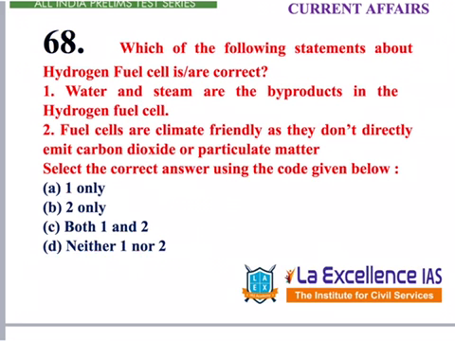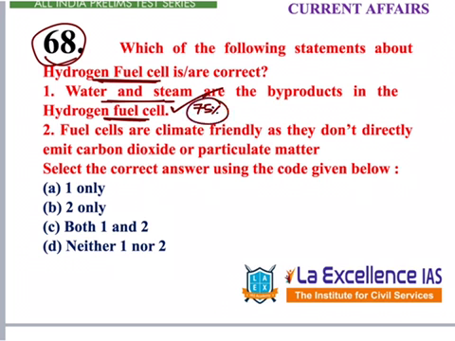Next current affairs question is given under question number 68. The question says, which of the following statements about hydrogen fuel cell is or are correct? Let's read the options. Water and steam are the byproducts in the hydrogen fuel cell. Hydrogen fuel cell, we can guess yes, water and steam would be the byproduct. So we can say that at least 75% we can guess it.